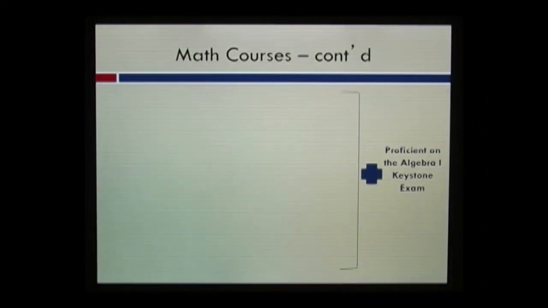To continue with math, one thing I want to remind you that all courses on this slide, you must score proficient on the Algebra 1 Keystone exam in order to be enrolled in any of these courses. Algebra 3 typically comes after Algebra 2 if you have a 72% or better in CP Algebra 2 or an 82% or better in Algebra 2 Fundamentals.